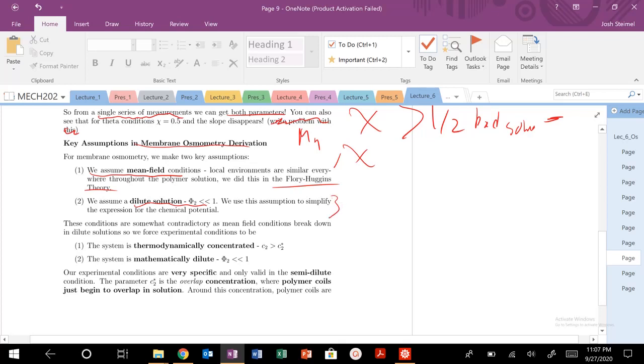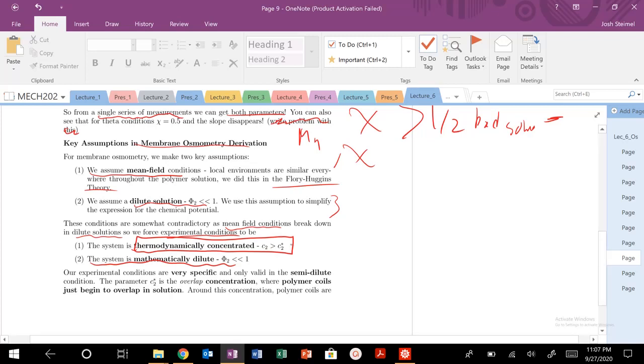These are actually very contradictory assumptions. It's because mean field conditions break down in dilute solutions. So we have to have our experimental conditions meet the following conditions. We need to be mathematically dilute, i.e. our volume fraction must be much less than 1, but our system must be thermodynamically concentrated. And what we mean by that is that the concentration of our polymer must be greater than the overlap concentration.